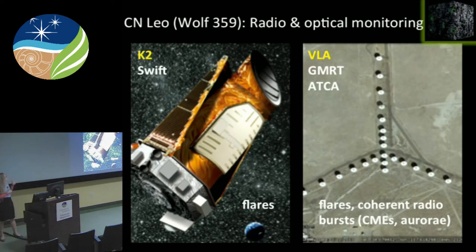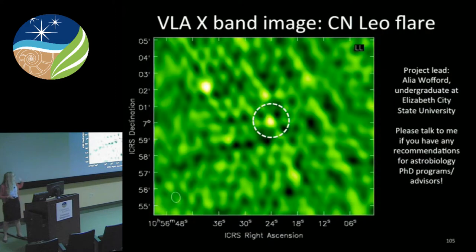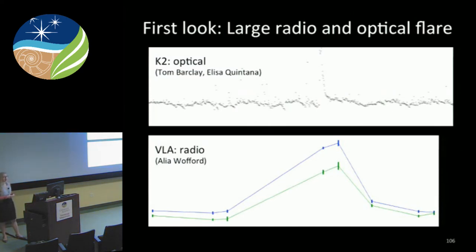So there was a well-known flare star in the K2 field over the course of the summer: CN Leo, Wolf 359, also well-known for hosting the Battle of the Borg. And so we got K2 optical monitoring over the course of the whole summer and simultaneous radio data for a handful of different epochs throughout the summer. An undergraduate student, Aaliyah Wofford, worked on imaging this data this summer and produced a time series for the high frequency radio emission from the star, so far demonstrating that there was a large radio flare corresponding to the largest optical flare observed on the star over the course of the summer. So stay tuned for updates on the low frequency emission and any coherent bursts we find.